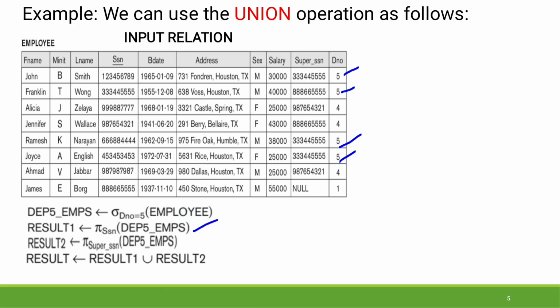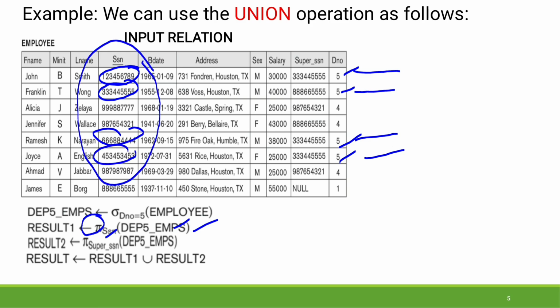In second relational algebraic expression, taking DEP5 underscore EMPS intermediate relation as input, only SSN column is projected or selected. Hence, in these 4 rows, only SSN column. Only these 4 values are taken and they are saved in intermediate relation result 1. So, this is result 1 intermediate relation.